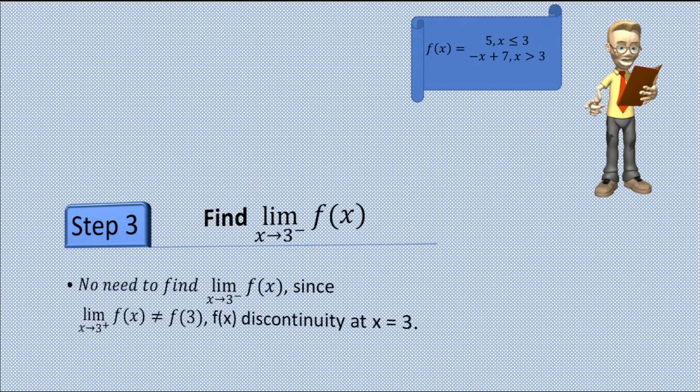However, we don't need to do that since the function's definition is equal to 5. The limit as x goes to 3 positive is actually 4. They're not equal, so even finding the limit as x goes to 3 negative is not going to be important at this point. So we know now that the function is actually not continuous at x equal to 3.